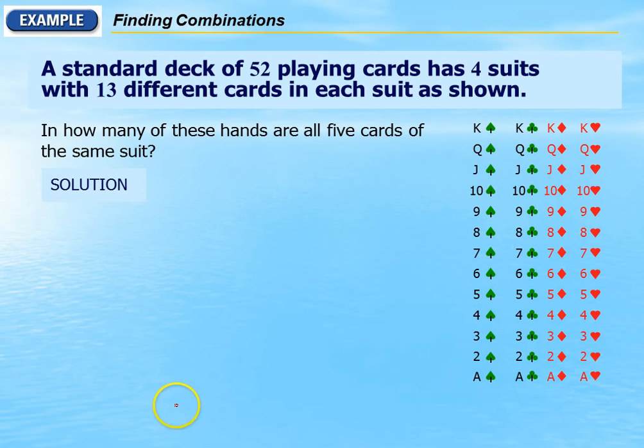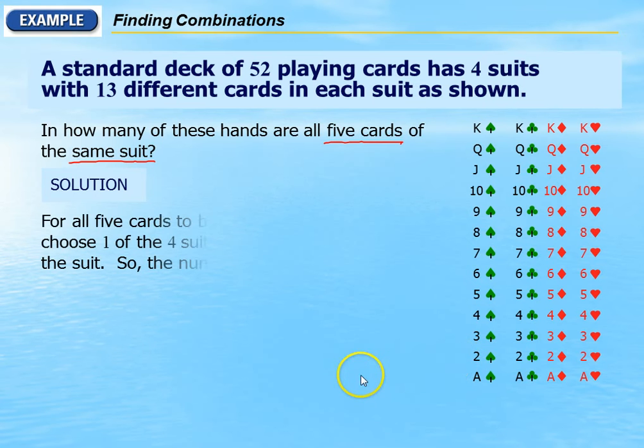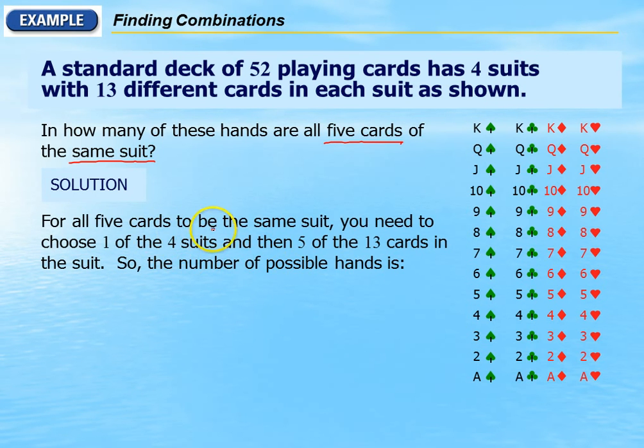Okay, let's look at the next one. How many of these 5-card hands are all 5 cards of the same suit? So we're looking for that flush. Now this one's a little bit different. There are 2 things you have to take into consideration when you're talking about the same suit. The first thing is getting a suit. So how do I get a suit? I need to pick one whole suit out of 4 possibilities. So the first part is getting that suit. I need 1 suit out of 4.